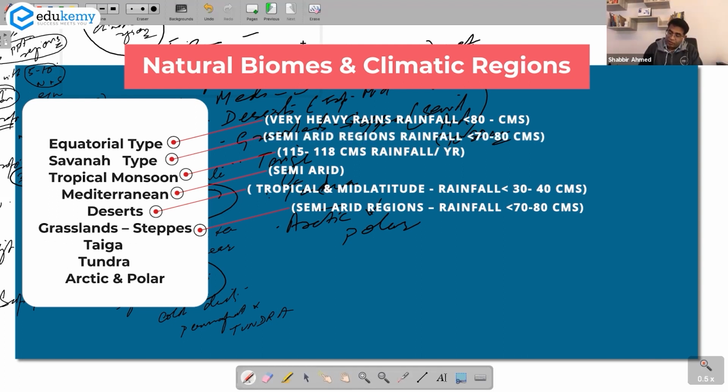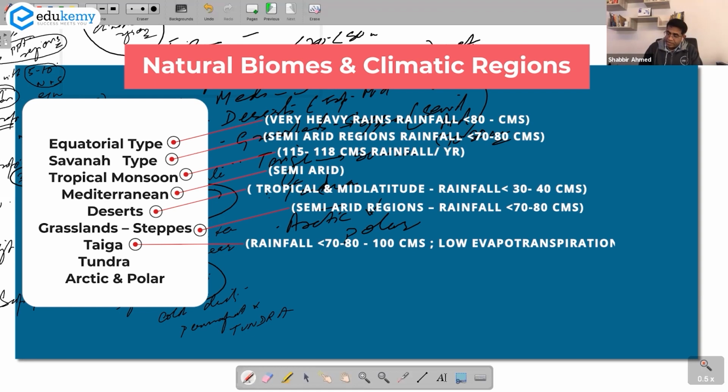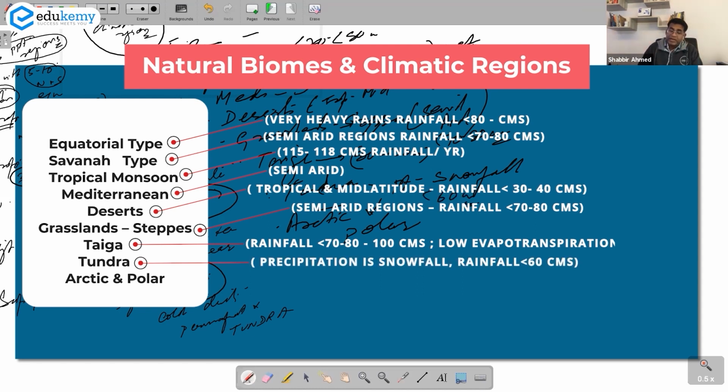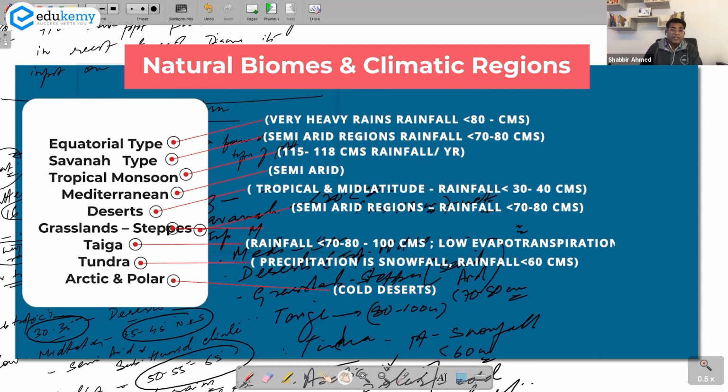Savanna again will have rainfall of less than 70, less than 80 centimeters. Taiga regions have rainfall of approximately 80 to 100 centimeters, but very low evapotranspiration. In tundra regions, the precipitation is snowfall and the rains are less than 60 centimeters in totality. Arctic polar regions are areas of cold deserts. I don't intend to discuss all of them because we're asking you about the pattern of precipitation.